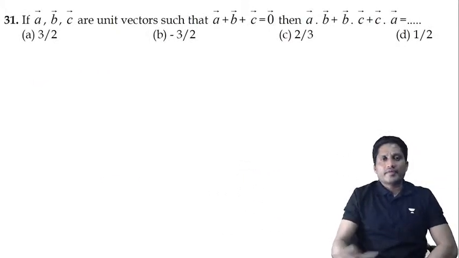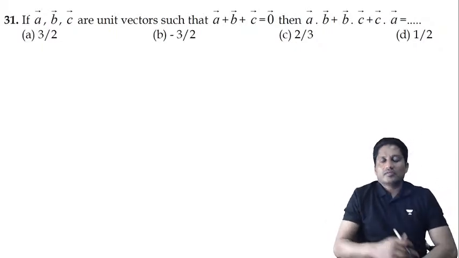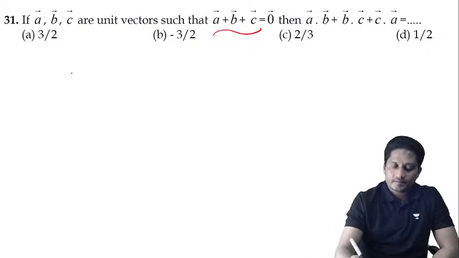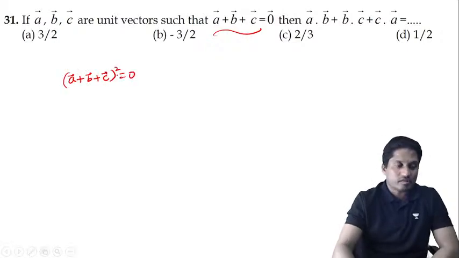A, B, C are unit vectors and A plus B plus C is 0. Then what is A dot B plus B dot C plus C dot A? I square on both sides. This is A plus B plus C the whole square is 0. That's a null vector, the whole square, so this is 0 only.